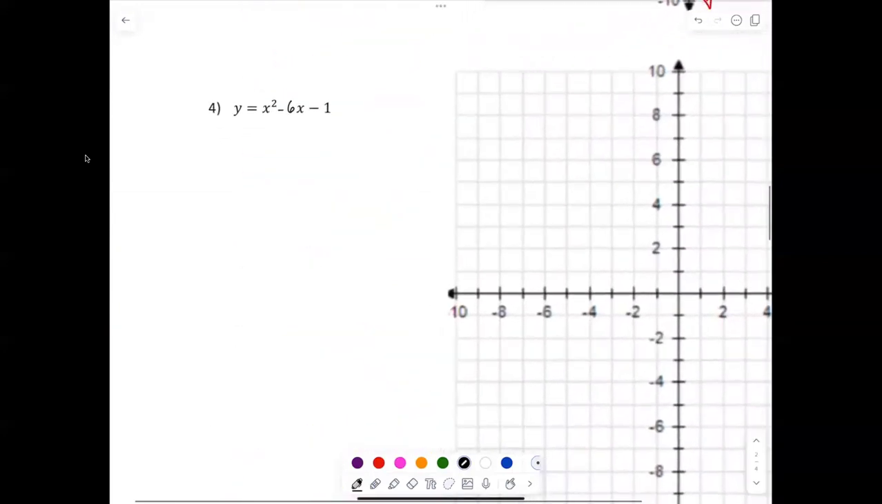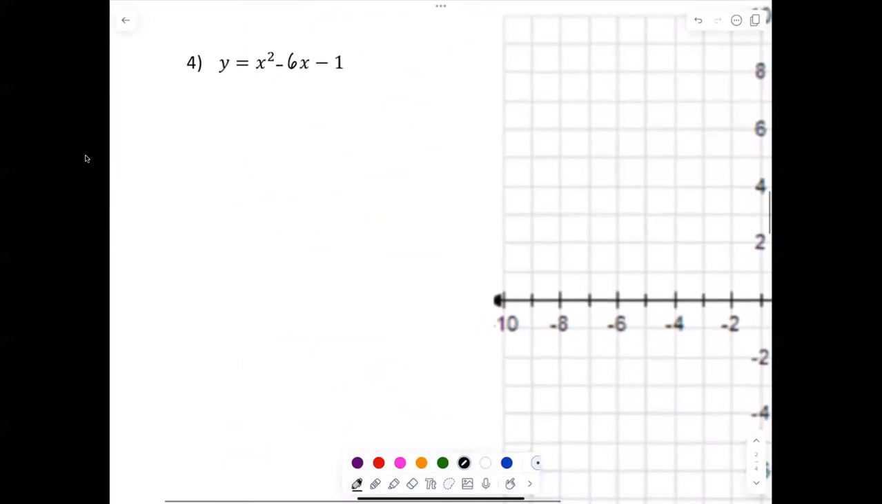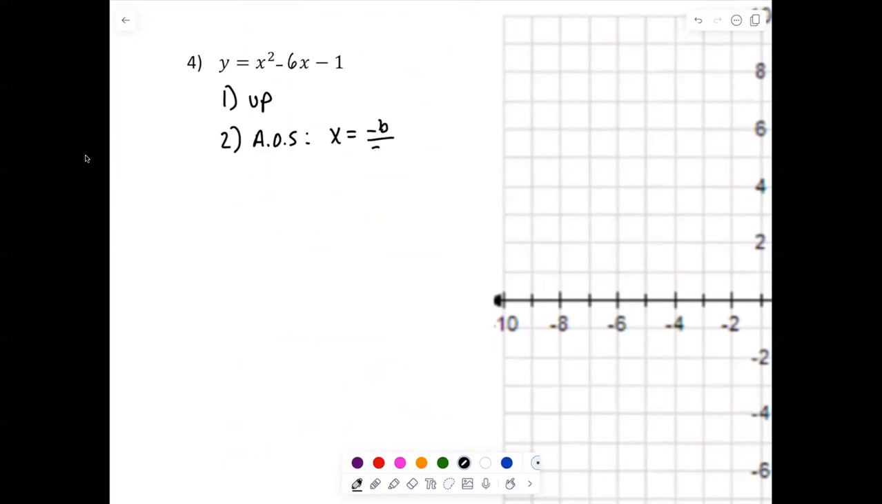Okay, here we go. Number 4. How does it open? Opens up. Thank you very much. Axis of symmetry, AOS. X equals -b over 2a equals, what is this?